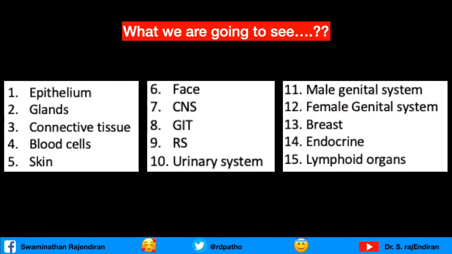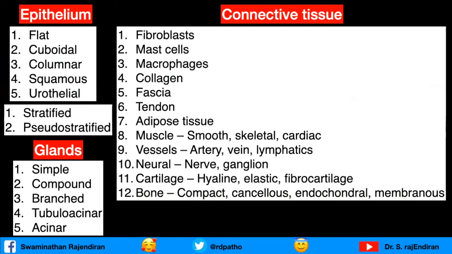This is the overall view of histology. I want you to see the histological pictures of these 15 things: epithelium, glands, connective tissue, blood cells, skin, face, CNS, GIT, respiratory system, urinary system, male genital system, female genital system, breast, endocrine, and the lymphoid organs. These are 15 major headings. Under these headings, these are all the cells or components where you have to know the histology.